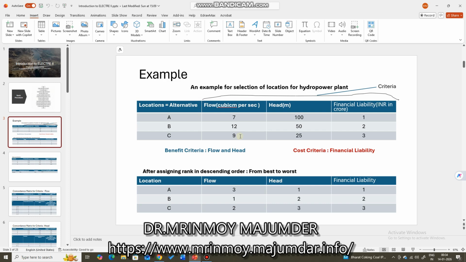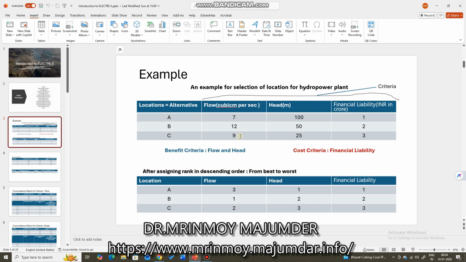Accordingly, for benefit or profit criteria like flow and head, where the more the value, the more preference you will give to the location, the first rank is assigned to location B, which has the highest flow, followed by location C, which has the second highest flow, and lastly location A, which has been assigned the third rank because it has the minimum flow among the three locations.